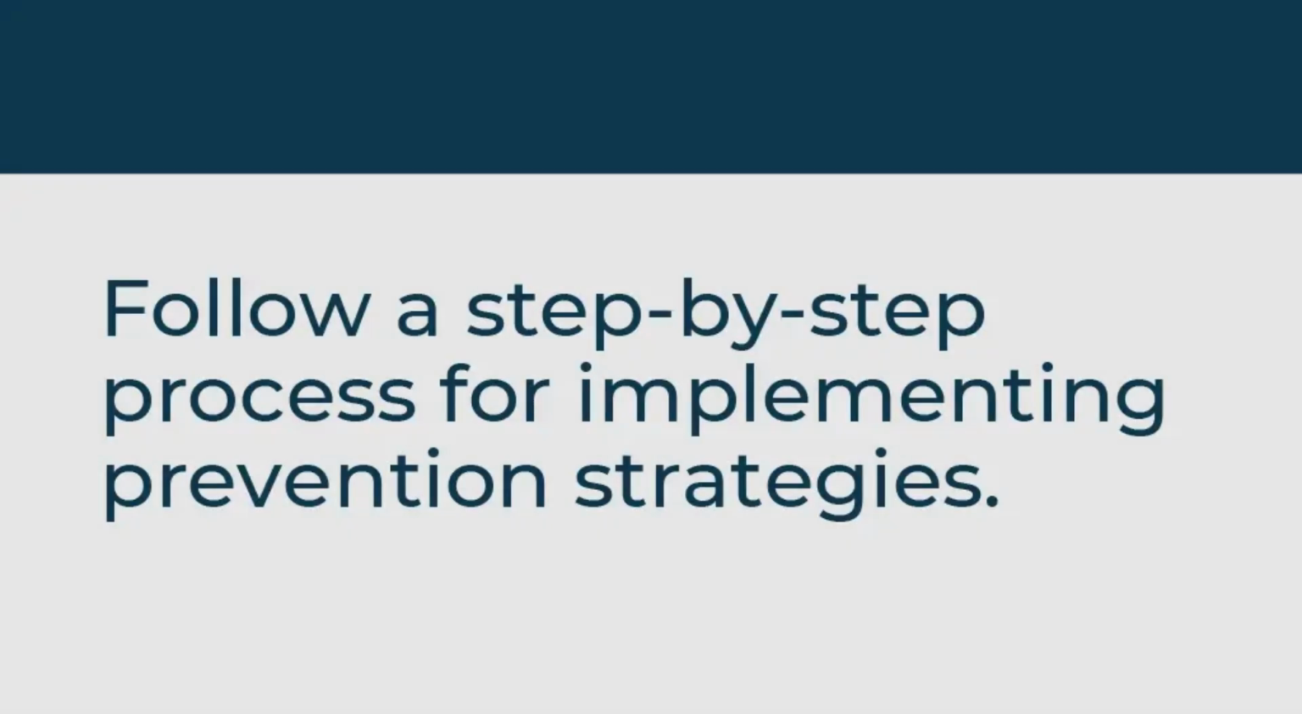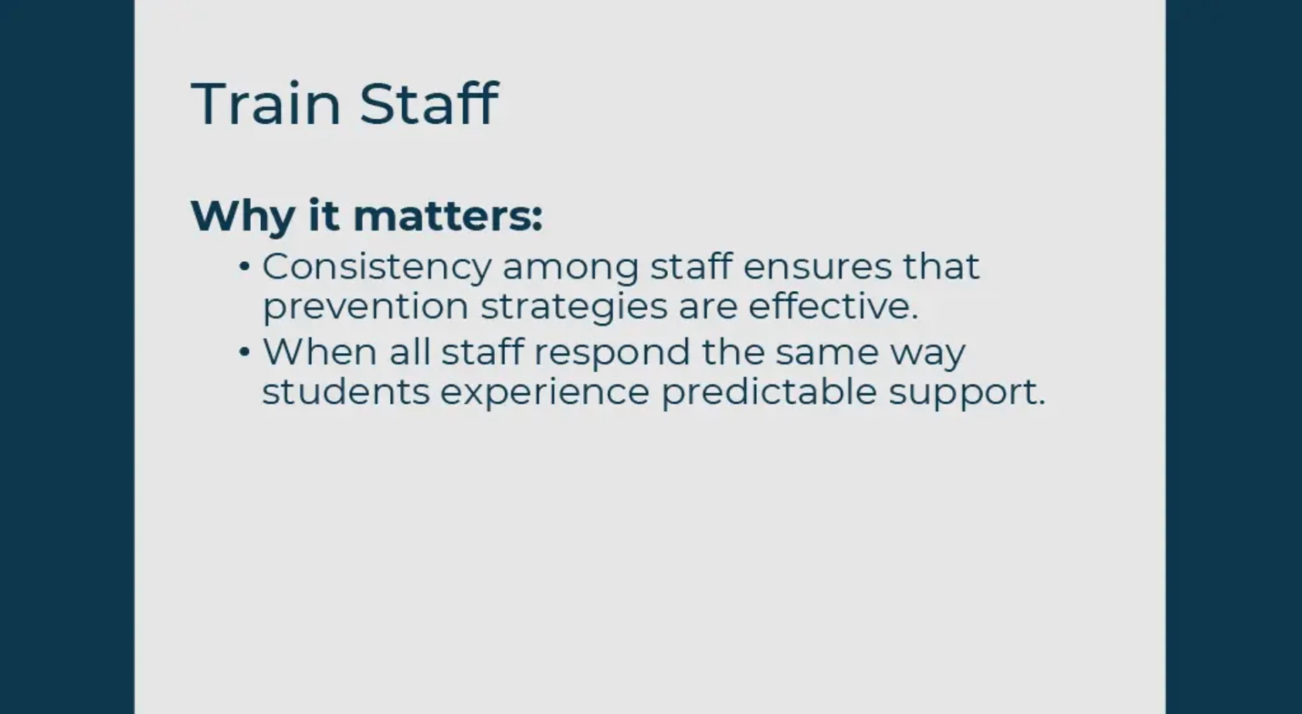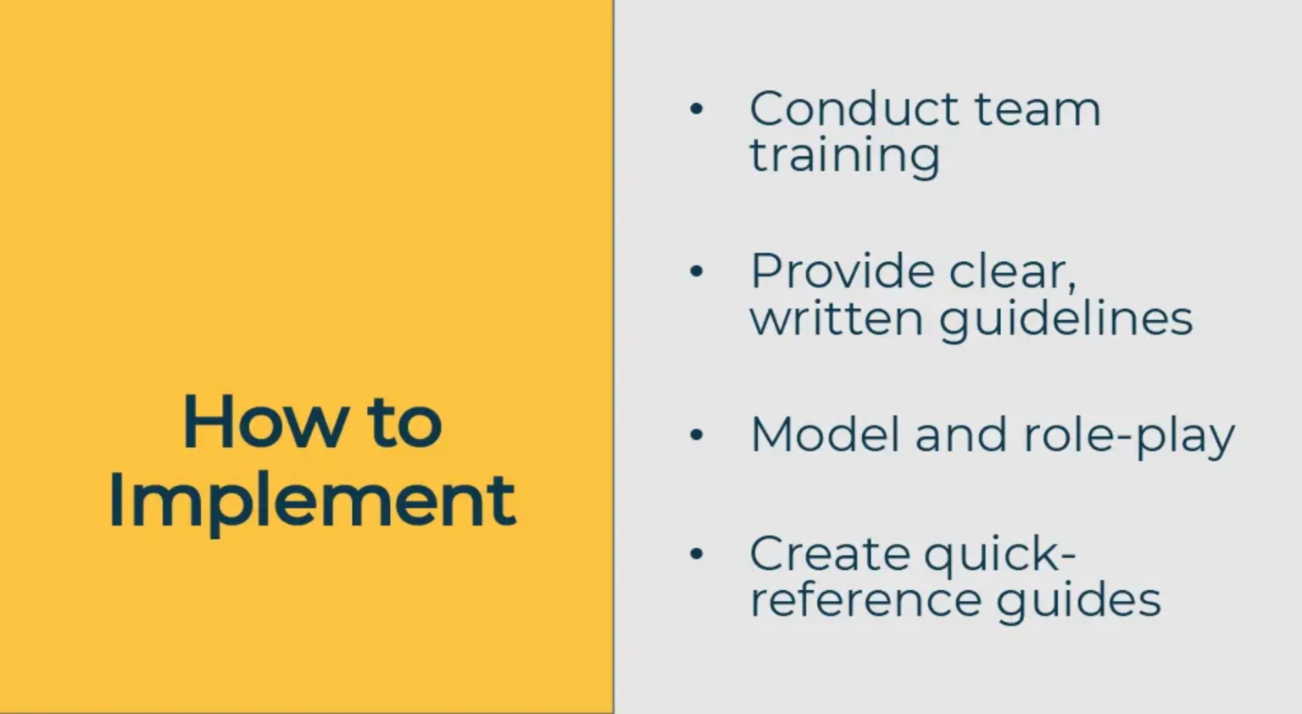Now that we've created a plan to address setting events and antecedent triggers, the next step is to follow a systematic process for implementing those prevention strategies. First, we train staff. This step matters because consistency among staff makes sure that prevention strategies are implemented effectively. When all staff respond in the same way, students experience predictable support, which helps the strategies succeed. We implement training by conducting team sessions during staff meetings or professional development. We provide written guidelines on how to apply each strategy.